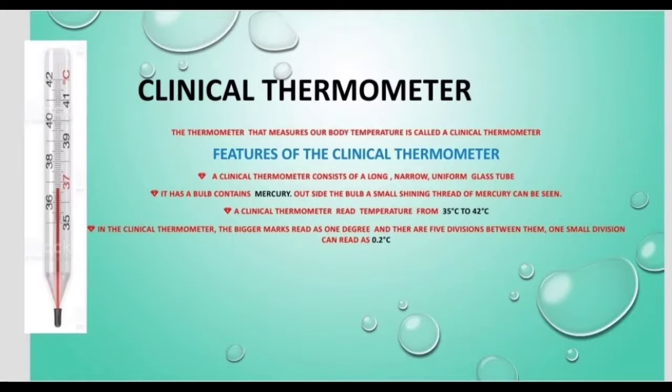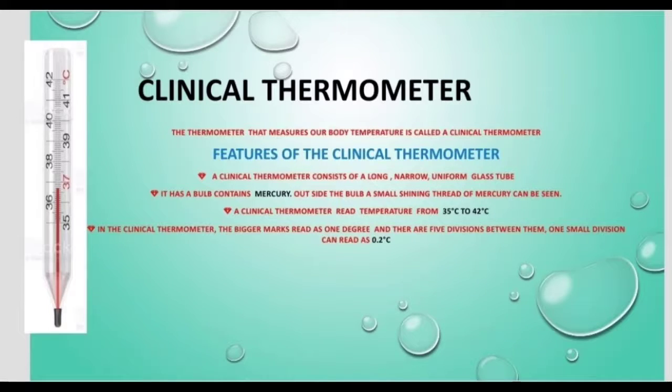It reads the temperature from 35 degrees Celsius to 42 degrees Celsius. On the scale, the bigger mark reads as 1 degree and there are 5 divisions in between them. One small division reads as 0.2 degrees Celsius.